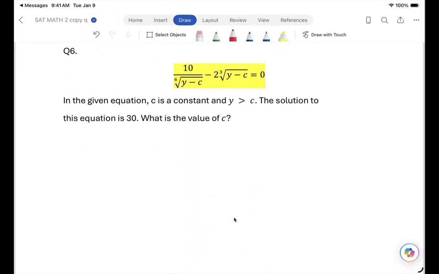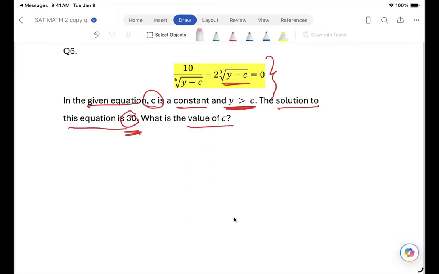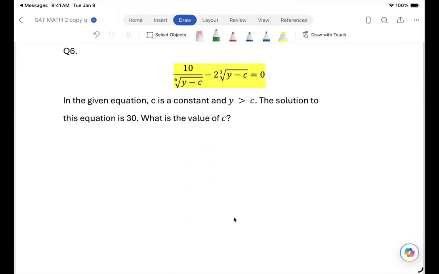Question 72 is another interesting Desmos question. To make it easy for Desmos, this is the trick. In the given equation, C is a constant. Y is greater than C. Otherwise, this will be negative, and then the function does not exist. The solution to the equation is that. This is the key. What is the value of C? This is why I said don't just jump into Desmos whenever they give you a question. Let me show you the key things they've given you. They're giving you a solution. It says 30. They say Y is greater than C. What they've done to you is they make Y to confuse you.